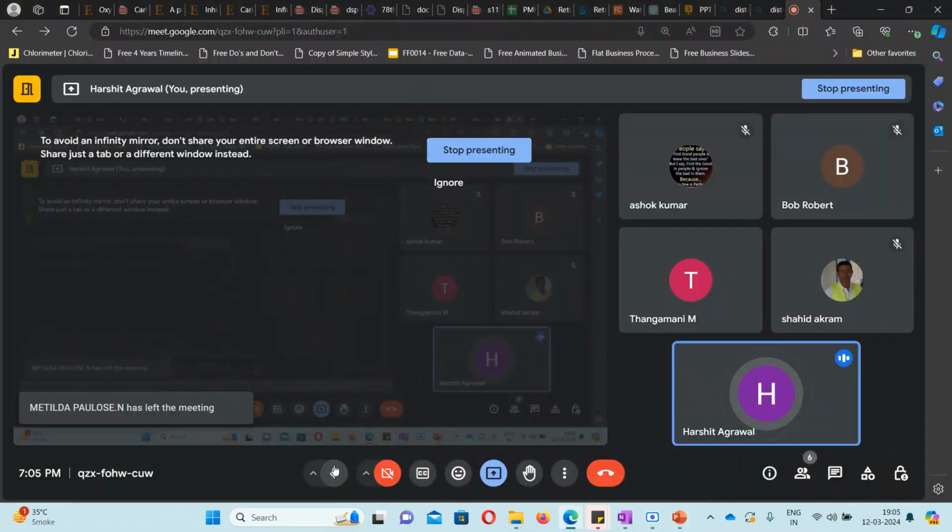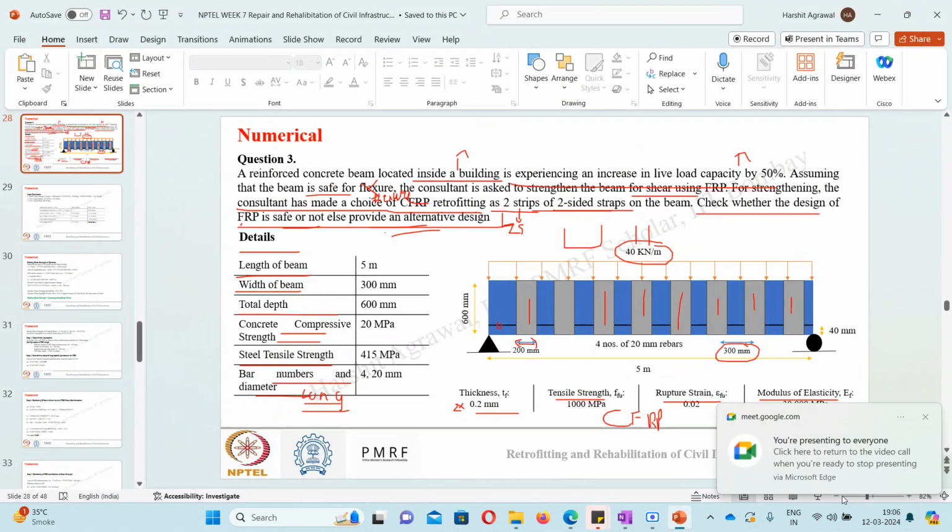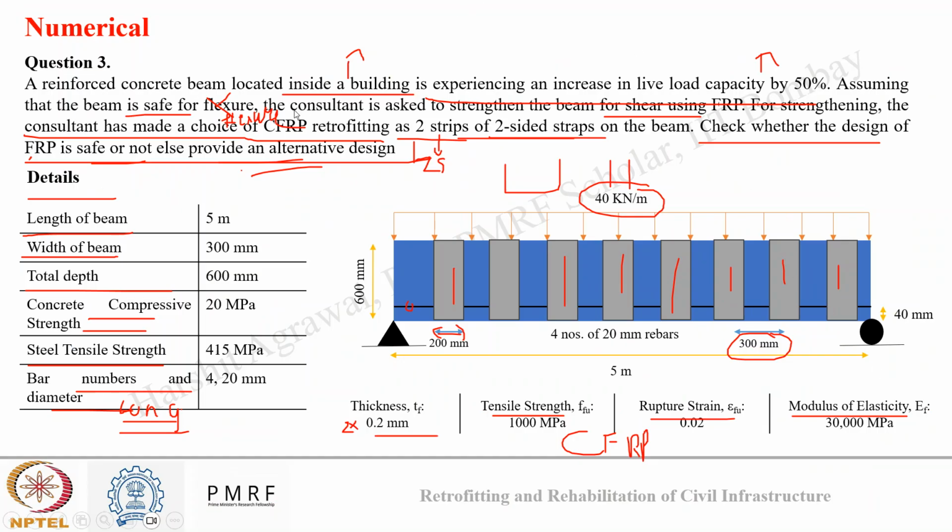Okay, let's see the solution now. What all things are given to us in the question? We know that the reinforced concrete beam is located inside a building, and it is experiencing an increase in live load by 50%. And we need to design the beam for shear strengthening using FRP.